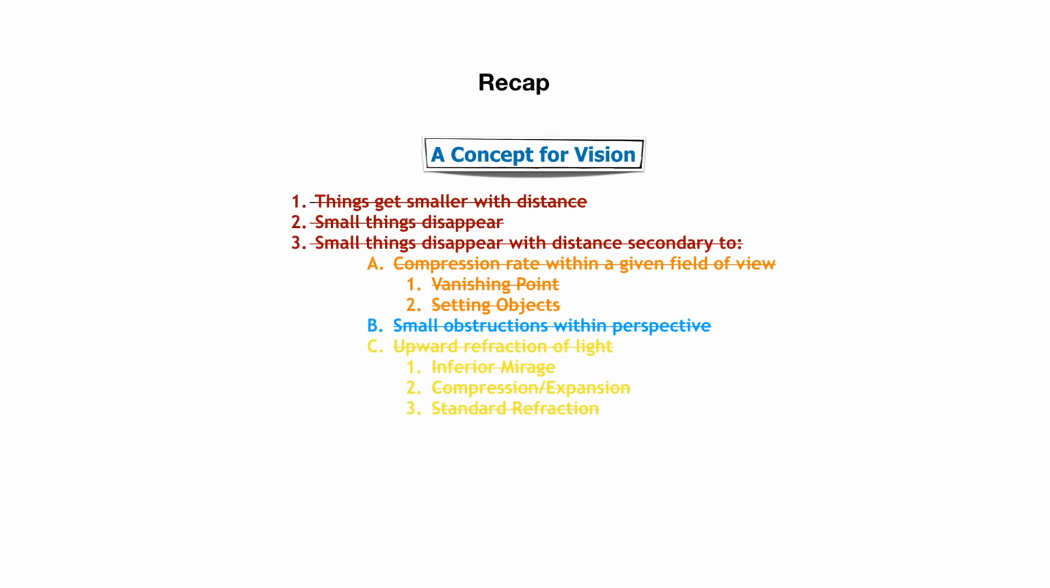So just for a recap, again, a concept for vision: things get smaller with distance, and small things disappear with distance secondary to the compression rate within a given field of view, with the subpoints of vanishing points and setting objects in the horizon gap, small obstructions within perspective, and upward refraction of light. And we gave examples of the inferior mirage, compression and expansion effects, and a standard refraction rate.